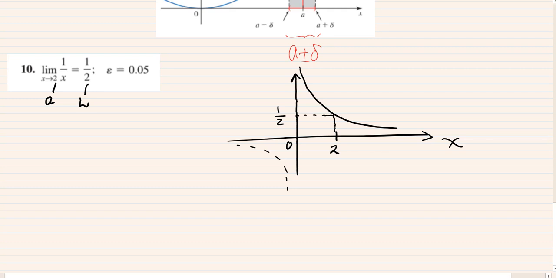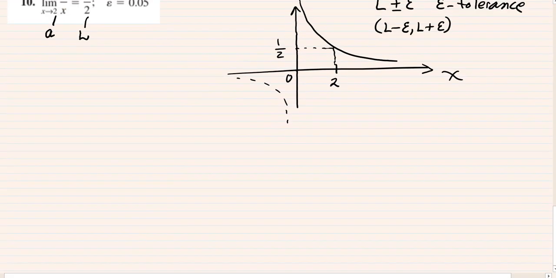Now, the epsilon tolerance is what they call this. The epsilon tolerance is this: L plus minus epsilon, we call that epsilon tolerance. In your book, they may show it as L minus epsilon to L plus epsilon as an interval. And then your delta tolerance, let me write that one for you also.